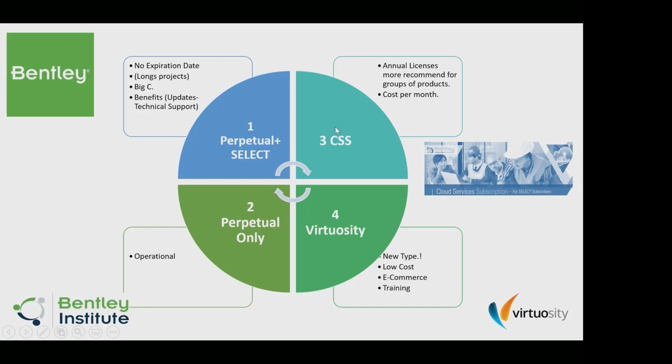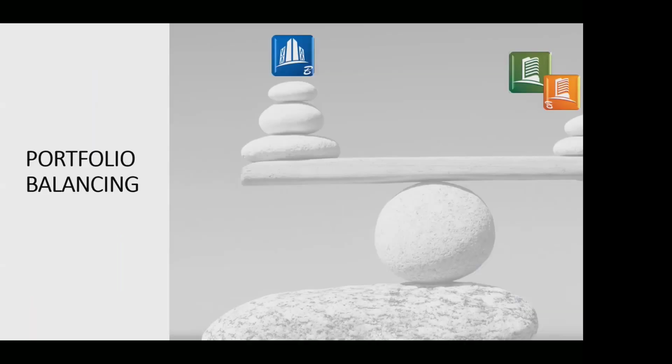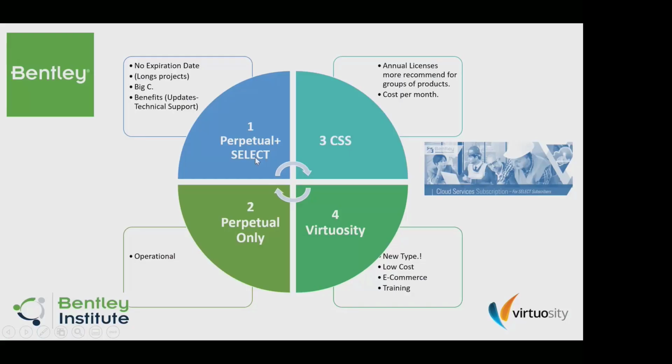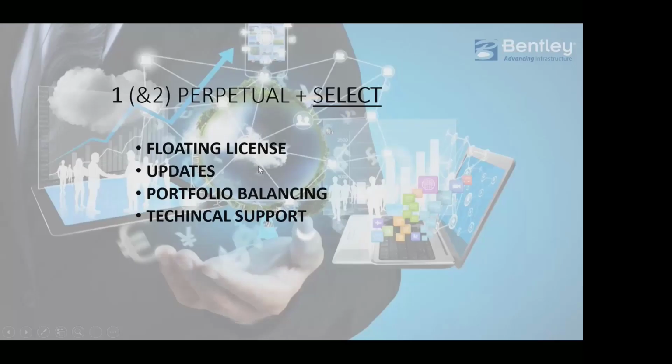The third one is an annual license called CSS. And the fourth is Virtuosity. This is a new type. In the perpetual license, plus or not plus, SELECT maintenance is included, which is a floating license and includes the updates.